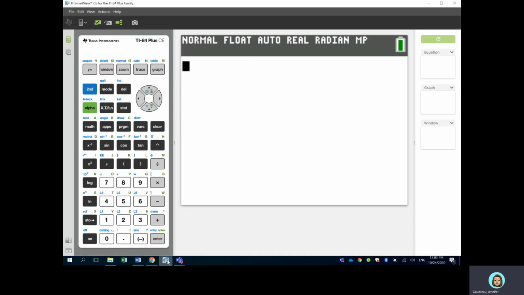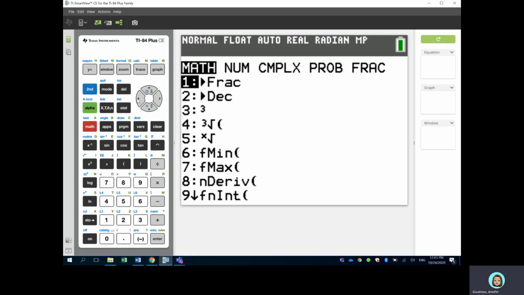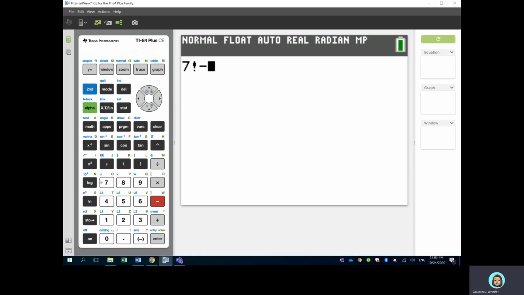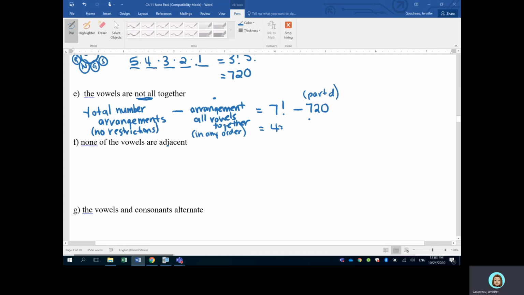We can go to our calculator to do that. So put in your 7, math, go to that probability menu, number 4, minus 720, and then we will get our answer, 4,320. So that is the number of arrangements that have the vowels not all together. So maybe 2 together, maybe all separated, but not all of them together. And this strategy will work anytime you see "not all."